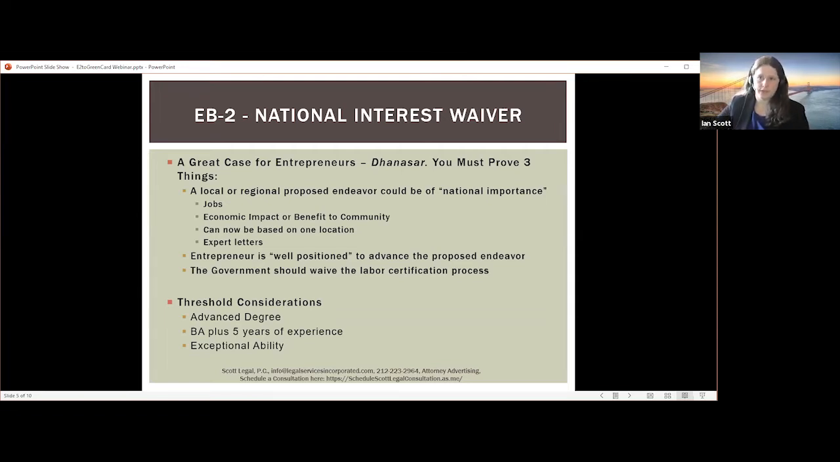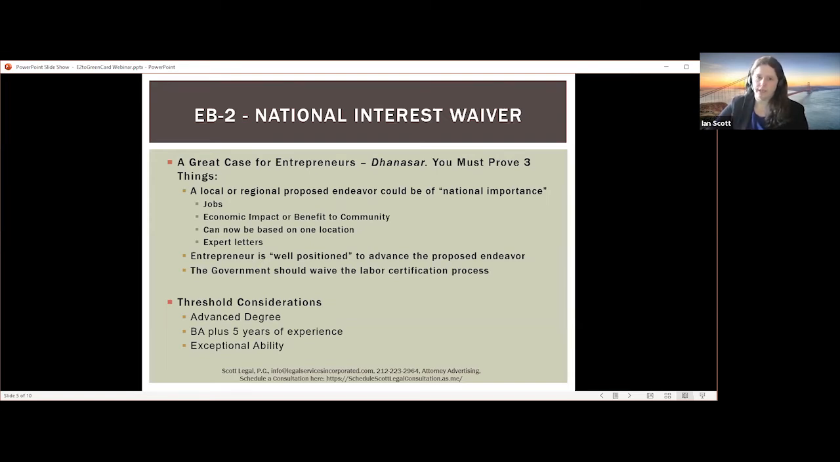You don't have to prove it's already successful. You just need to prove that, more likely than not, it will ultimately be successful, but they will look into your record and see, do you have a track record of success, to prove that you can advance this proposed endeavor of yours. So if you're starting a new company, but you have a track record of successfully starting other companies in the past, perhaps that you sold or that merged, that's always very helpful for your case.